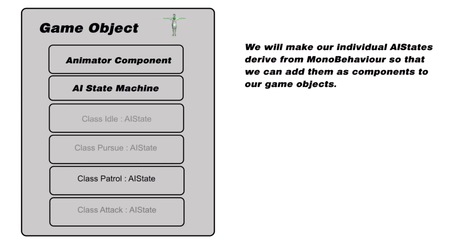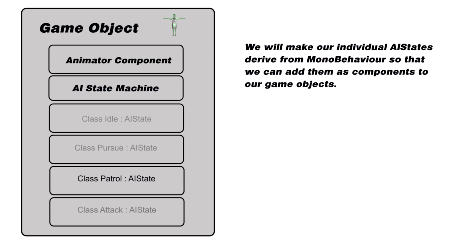The solution I came up with is to make each AI state also derive from MonoBehaviour. In this case, they don't actually implement any of Unity's magic functions such as Update and Start. The only object that talks to them directly is the AI state machine. However, by making them MonoBehaviour derivatives, it means that we can simply drag and drop the states we want onto the game object itself, just like we're mixing and matching any other components. It also means that we can have the individual per state properties exposed via the inspector.